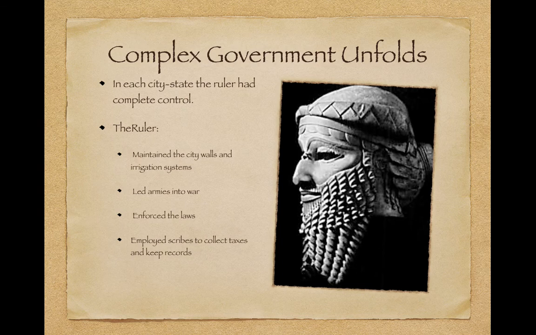He employed scribes to collect taxes and keep records. Right? So one thing we're going to talk about with Sumerian civilization is they developed the first type of writing. Because they developed writing, they're able to do things like collect taxes and keep records of things that have gone on in the city. And he was seen as the chief servant of the god, so he was almost like a god, right? They looked up to this person as being very, very close to being a god, all right, god-like.